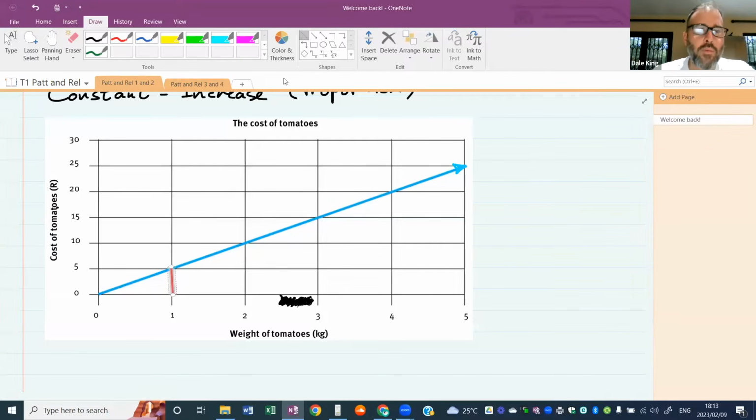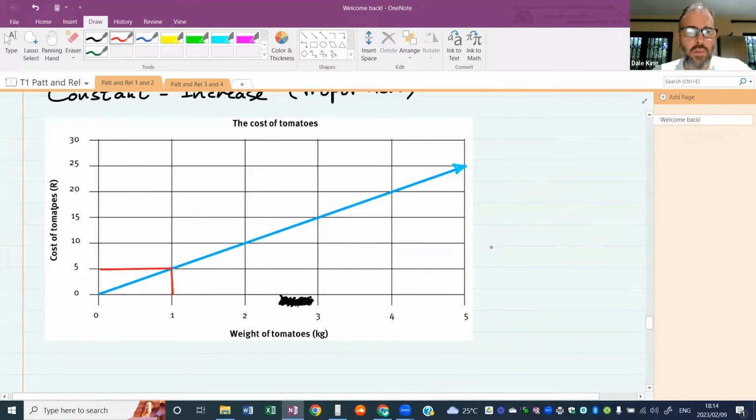If I draw a line up, and then I draw a line across, we can work out exactly what the cost for 1 kilogram of tomatoes is. So if you go up from your x-axis on the number 1 and you touch the blue line and then start going horizontally towards the y-axis, you will work out what the cost is for 1 kilogram of tomatoes. So the cost of tomatoes will increase as the weight of tomatoes increases.